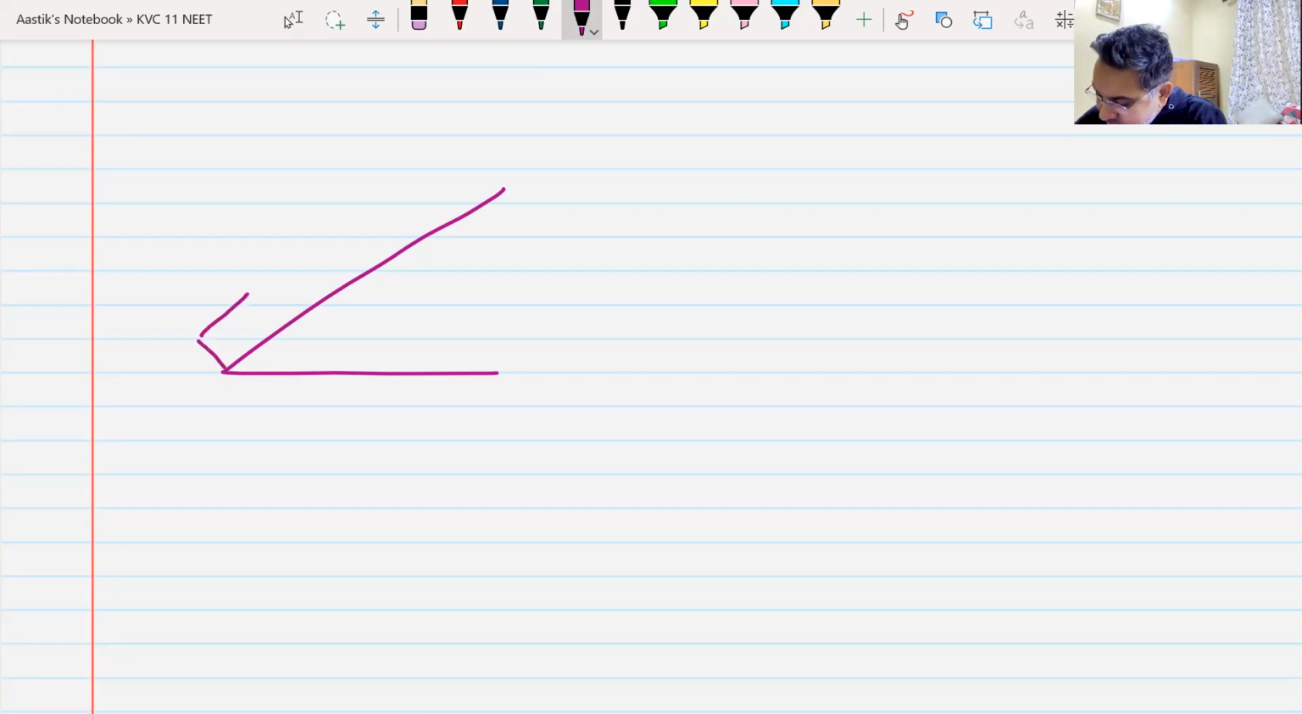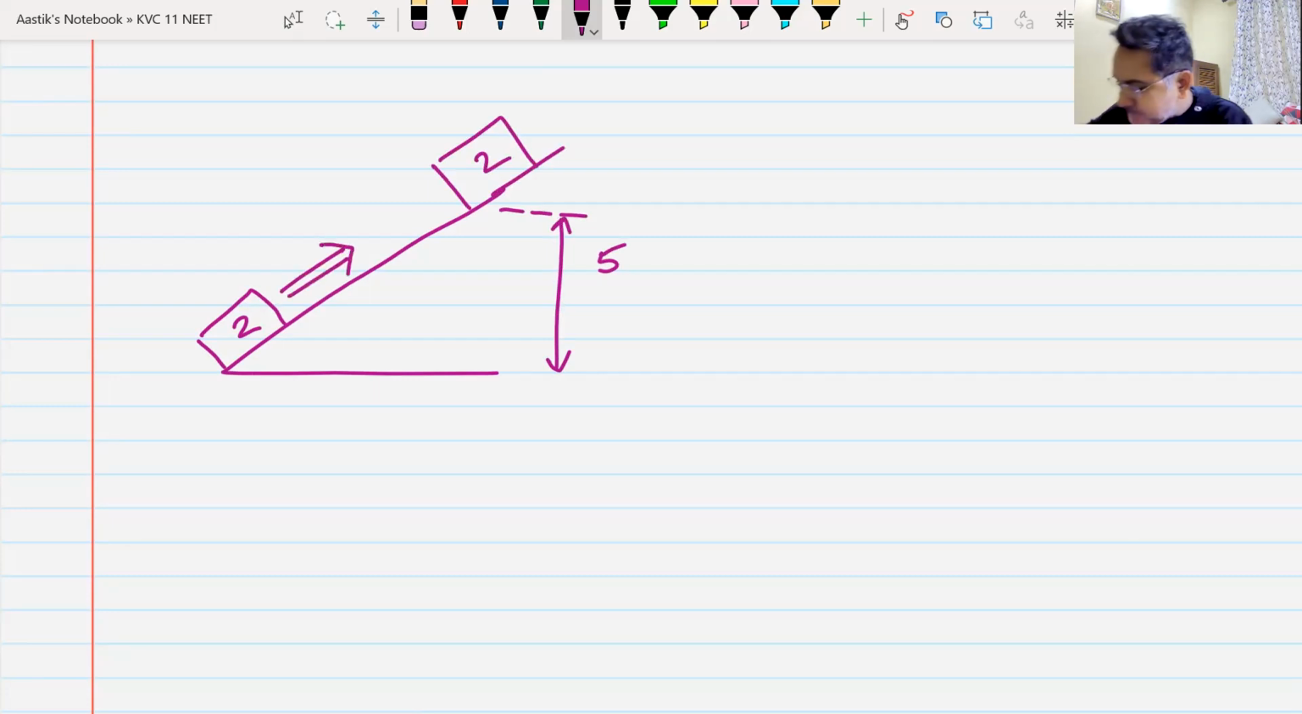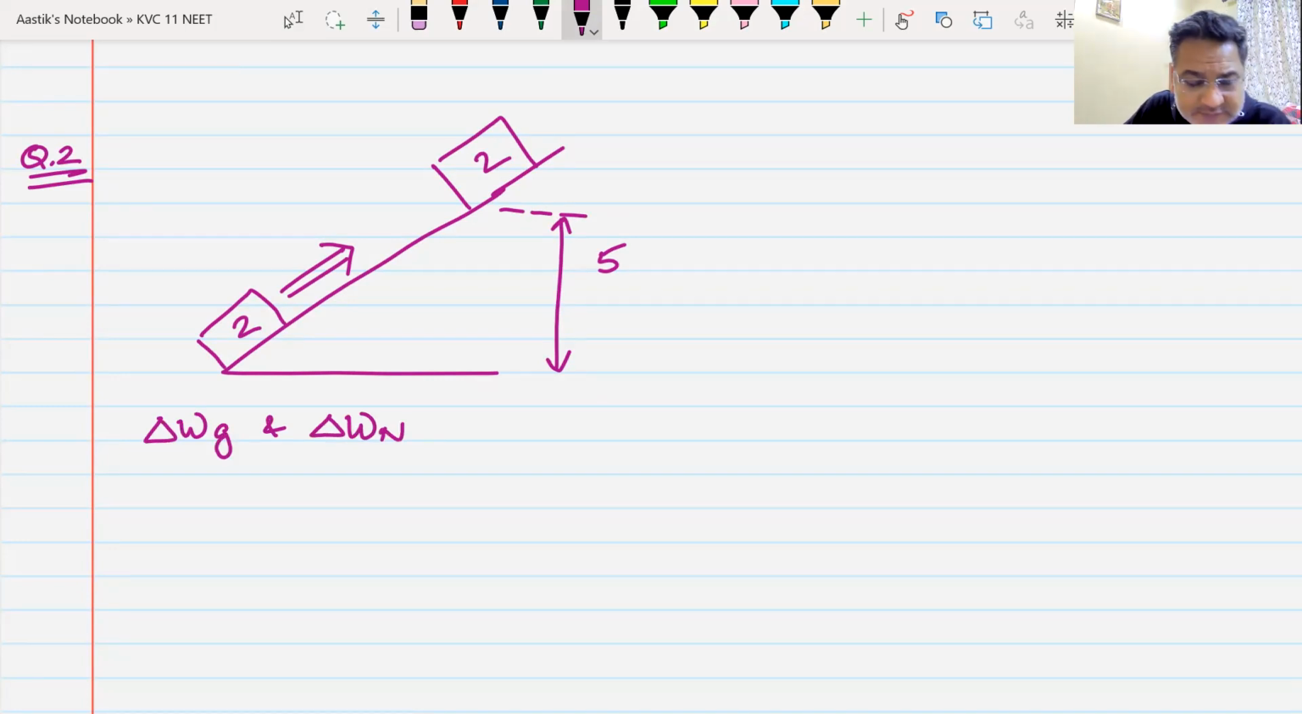A body of 2 kgs is here and I move it upwards by a height of 5 meters. So I'm moving it like this, upwards. You have to find out what is the work done by gravity and the work done by the normal reaction. You have 2 minutes to do this.